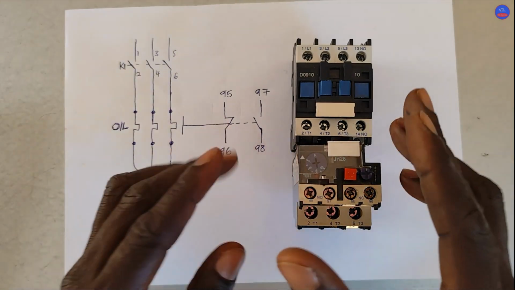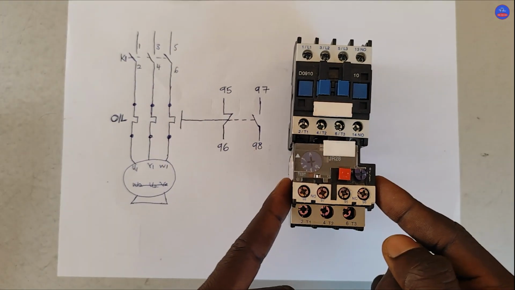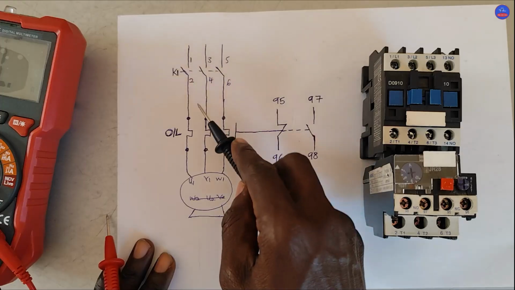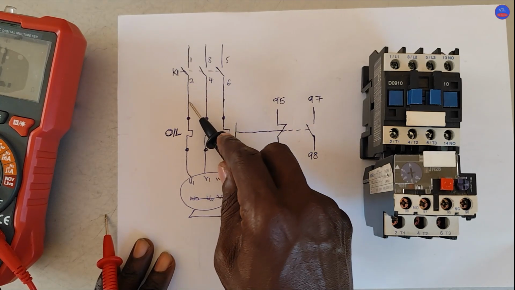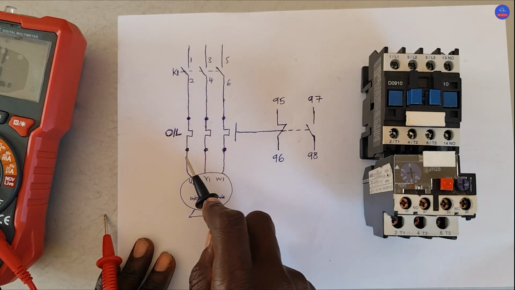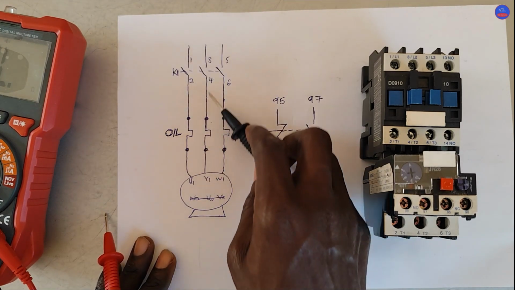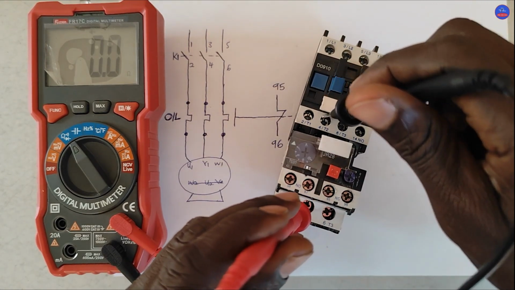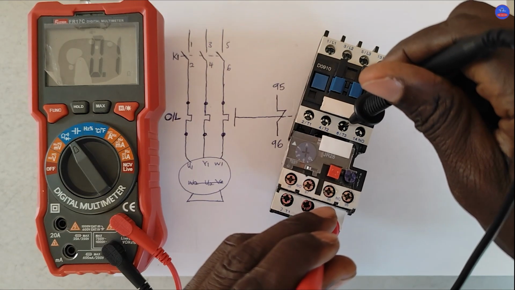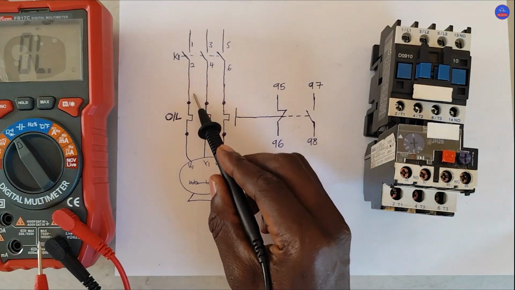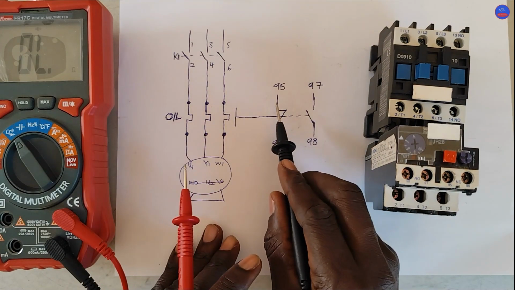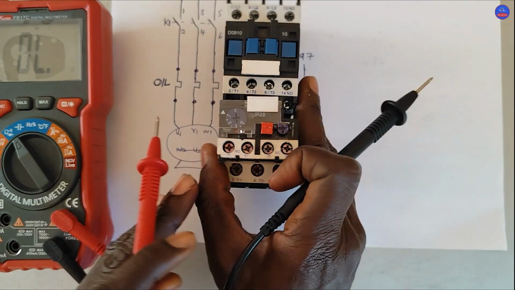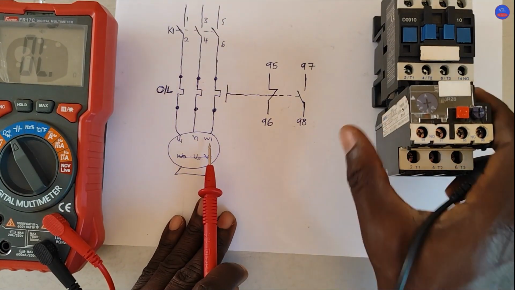Now, we come to look at what really happens whenever the overload trips. I'll set my meter to ohms or continuity. As the overload is not tripped, I'll test between the contactor output and the overload output. Since I have attached them, it is reading. It is also reading. So I have checked the three lines. Now I will check the 95-96. It is reading. Then the 97-98.